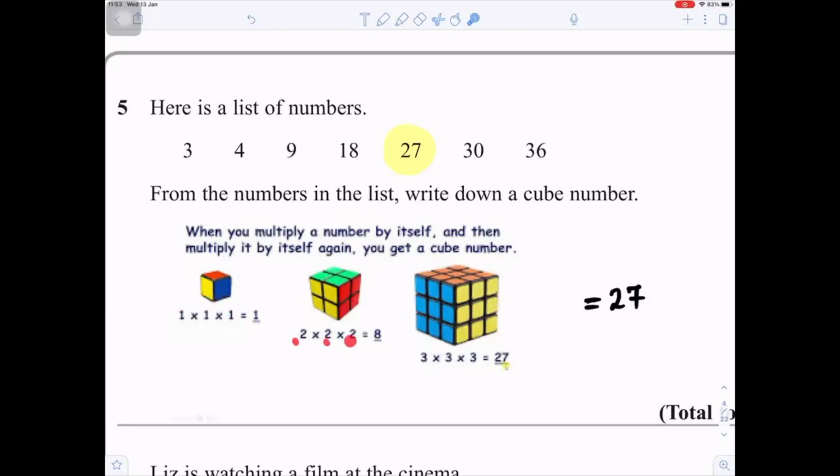2 times 2 times 2 is 8. So 1 is a cube number, 8 is a cube number. 3 times 3 times 3 is 27. 27 is a cube number. So on that list, the only cube number is 27. So your answer is 27.